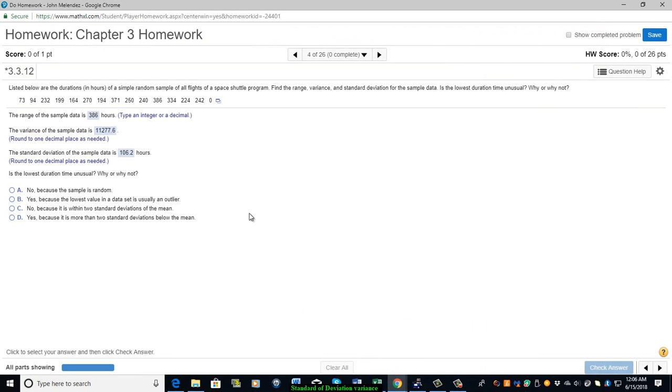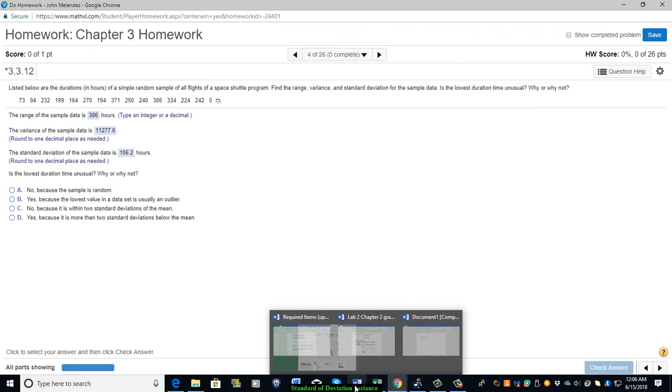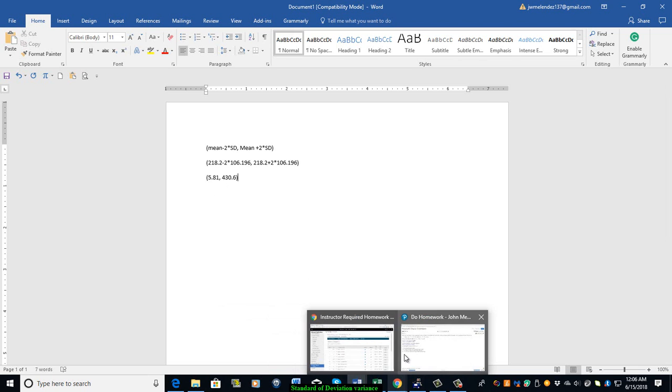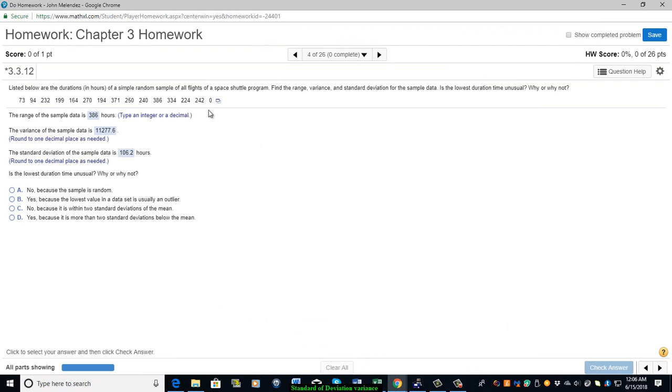Okay, so now that we have our interval, we need to just look and see if there's something outside of that, and that would be unusual. Okay, so look at 0. 0 is going to be outside of the interval, so 0 is going to be unusual. Now let's see if there's anything else. Doesn't look like there's anything else.